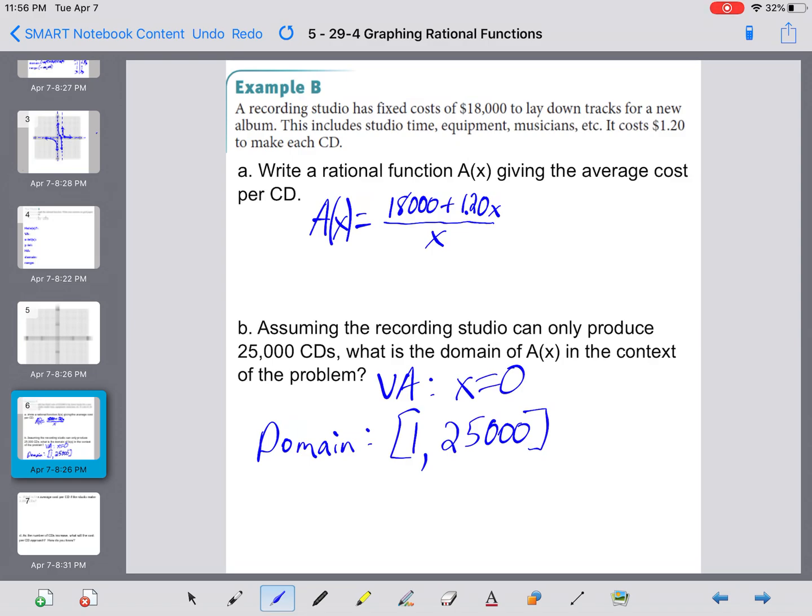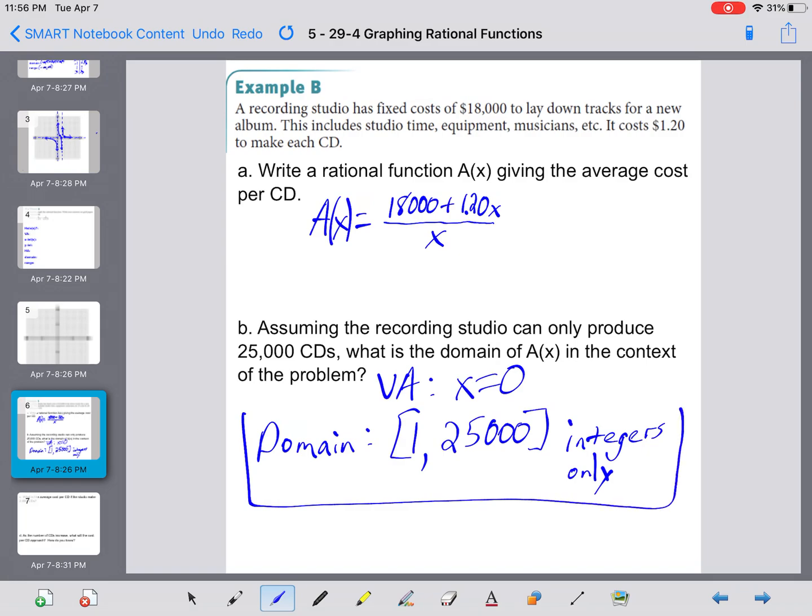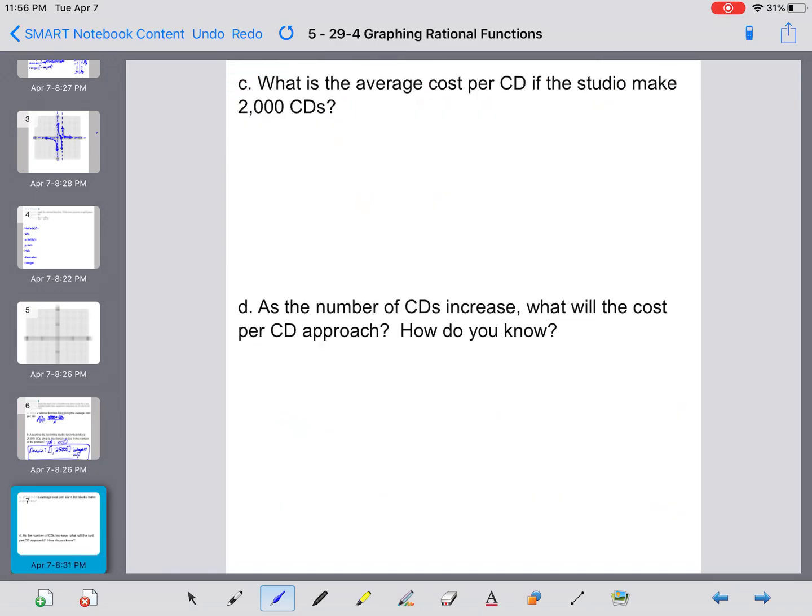And there's your domain. Now, there's one little thing you had to add in here, though. We want to say integers only. They can't make a fraction of a CD. So my domain's got to be from the lowest number to the highest number, integers only. All right?